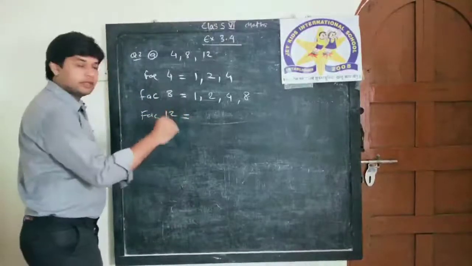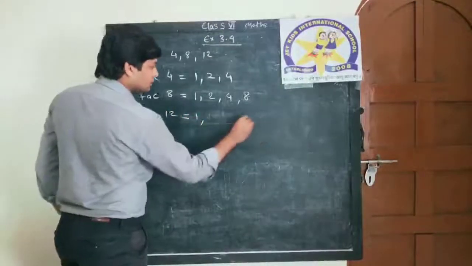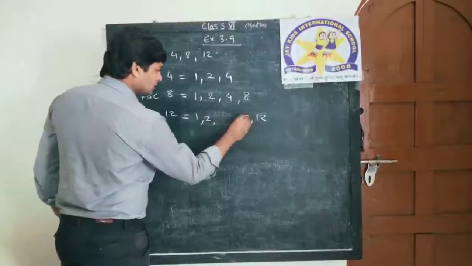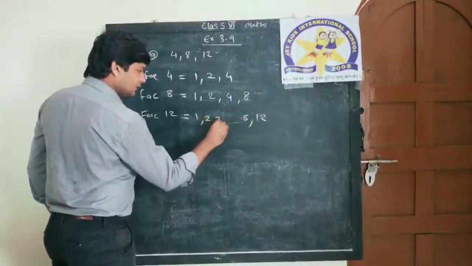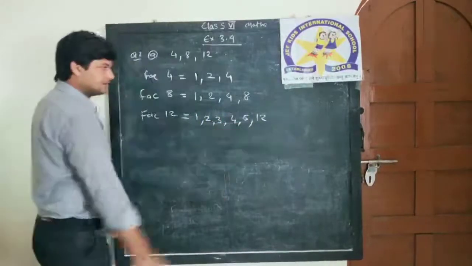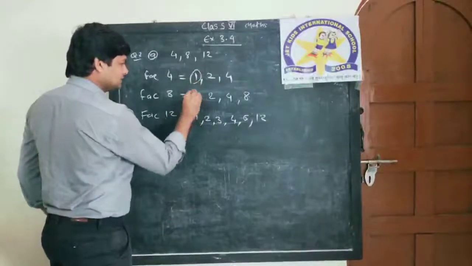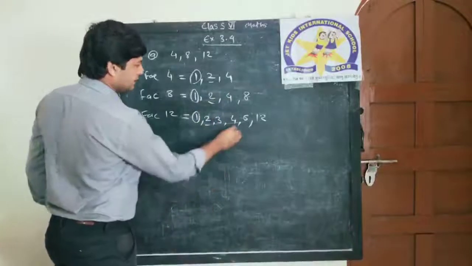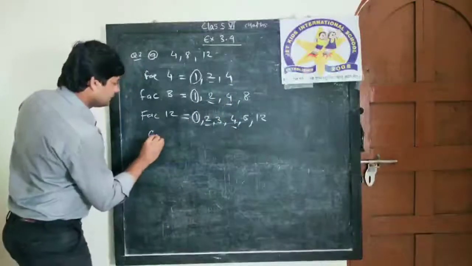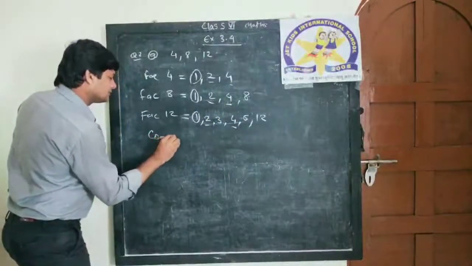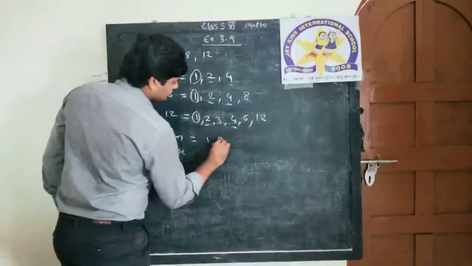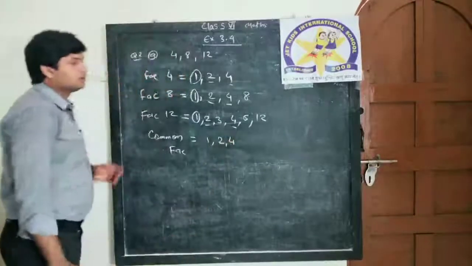12, then 1, 12, then 2, 6, then 3, 4. That's it. Here we have common factors 1, 2, right, and 4, right? Common factors 1, 2, and 4. Clear?